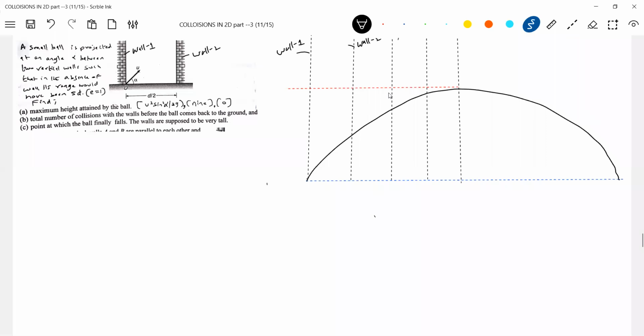Now, first of all, you go back to projectile motion. What is the maximum height attained by the ball? The y component of velocity will determine the maximum height. H max equal to u square sine square alpha by 2g. And this is what that H max is here.